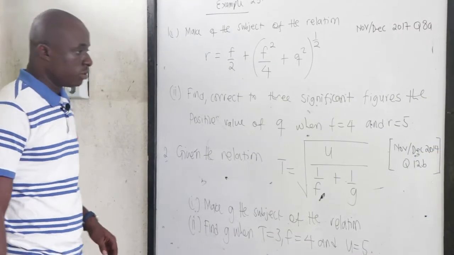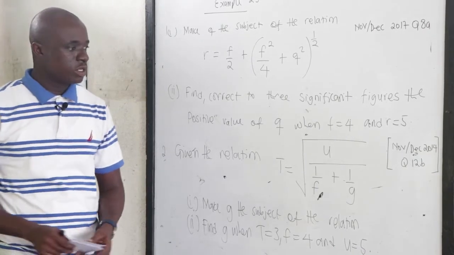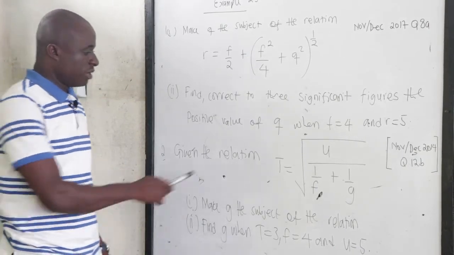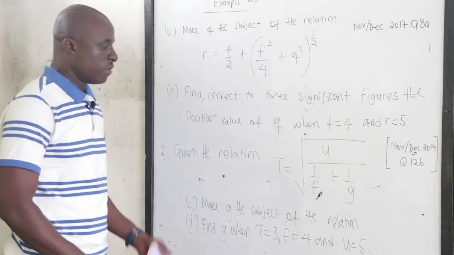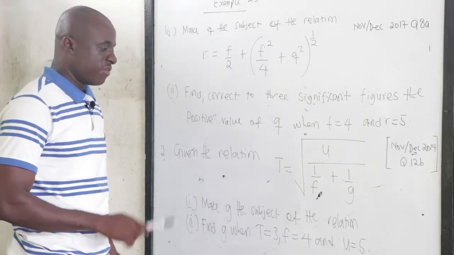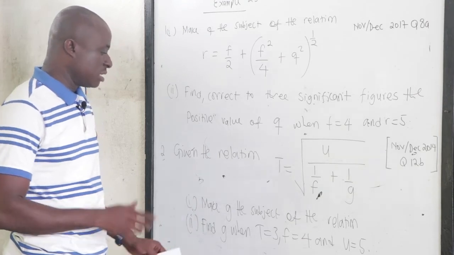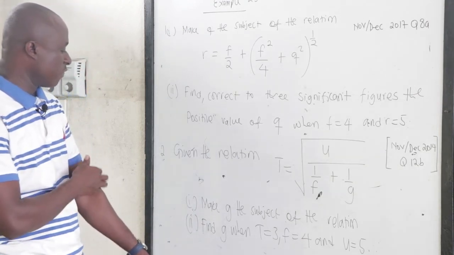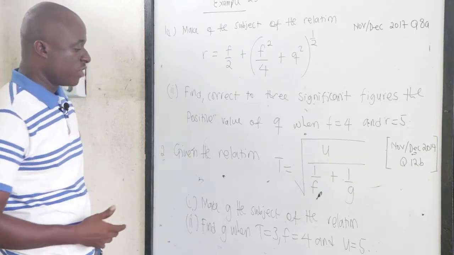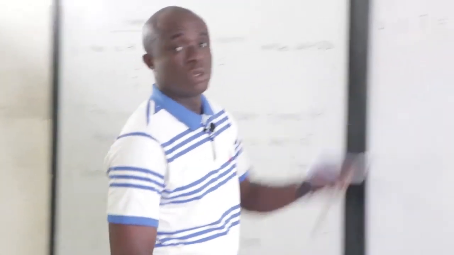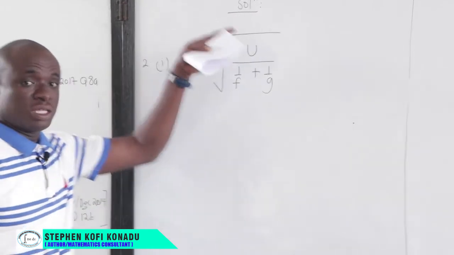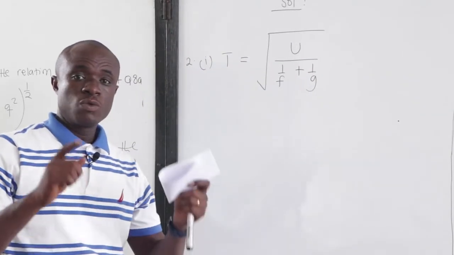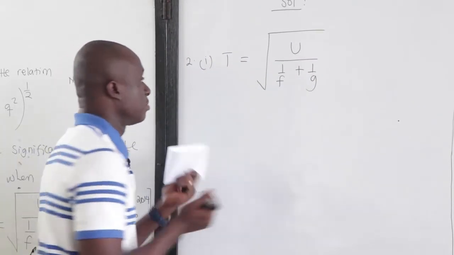Now question number 2 is NOVDEC 2014, question number 12b. Given the relation t equal to square root of u over 1 over f plus 1 over j, it says that we should make j the subject of the relation. And then the second one, find j when t is 3, f is 4, and u is 5. So this is what we have. Now I want to make j the subject. Now the j is in a radical. What do we do? We square both sides.